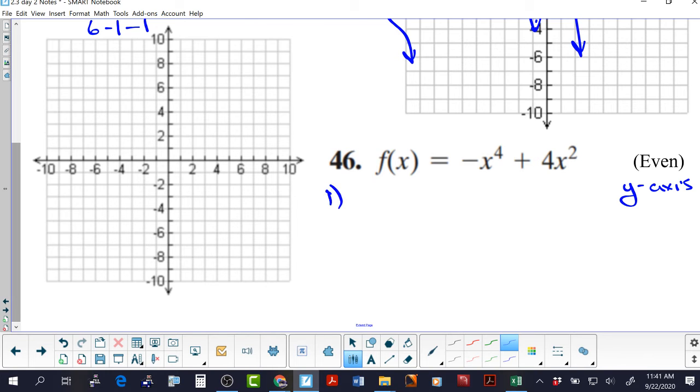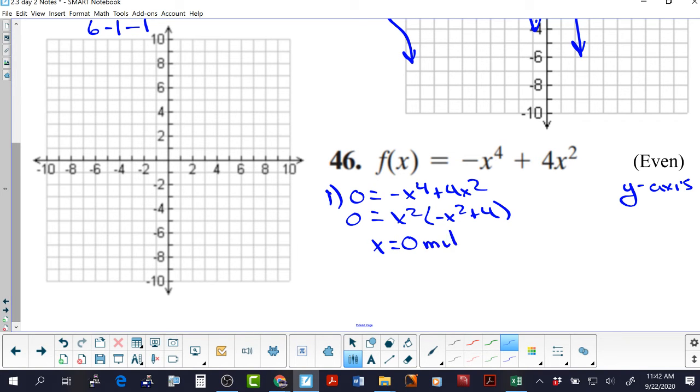Step 1. Let's get the zeros. So I can factor out an x squared, negative x squared plus 4. So x is equal to 0, but has a multiplicity of 2. Negative x squared plus 4 equals 0. So x squared is equal to 4, because we subtract 4 and divide by negative 1. x equals plus or minus 2.